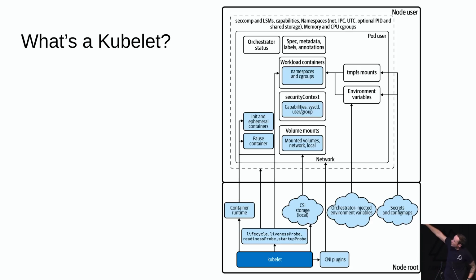So instead, we want to use tmpfs mounts. tmpfs is a virtual file system that makes it look as if you've got a file system on disk, but it actually exists in memory.